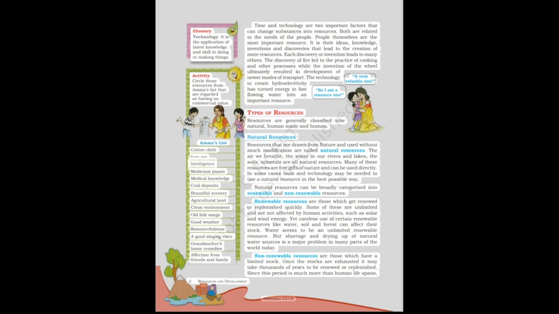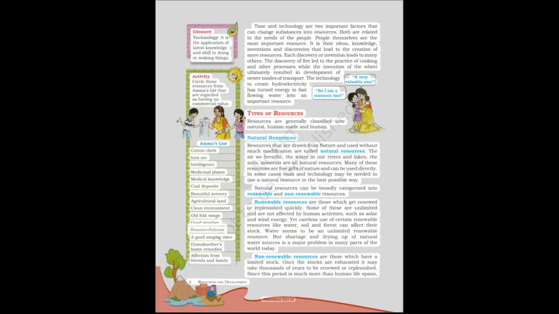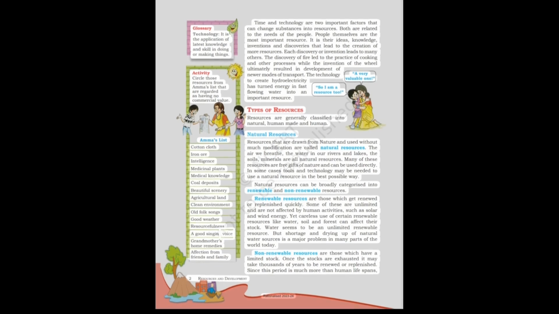Intelligence. Medicinal plants. Medical knowledge. Coal deposits. Beautiful scenery. Agricultural land. Clean environment. Old folk songs. Good weather. Resourcefulness. A good singing voice. Grandmother's home remedies. Affection from friends and family.